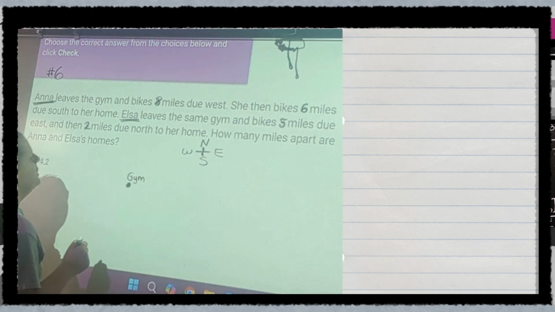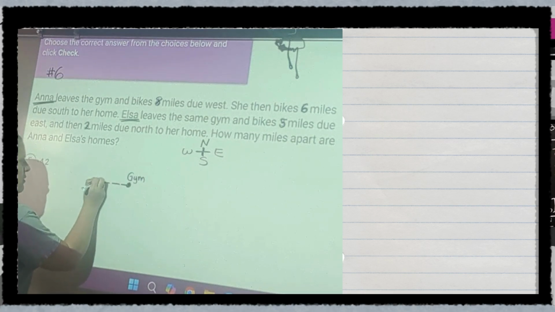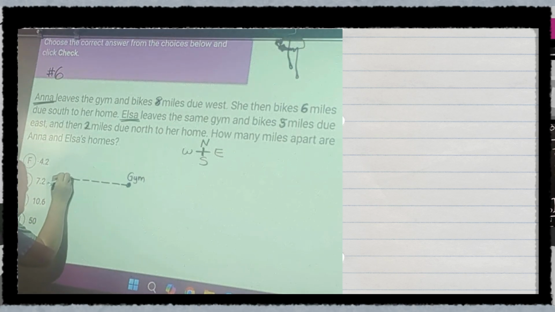All right, so we're at the gym. We bike 8 miles west. So that's this way. 1, 2, 3, 4, 5, 6, 7, 8. Then she bikes 6 miles south. 1, 2, 3, 4, 5, 6. Okay, and that's going to be an A for Anna's house.